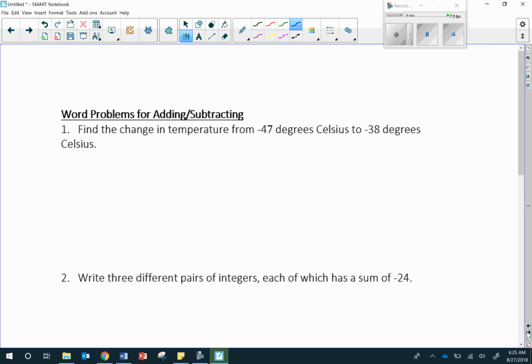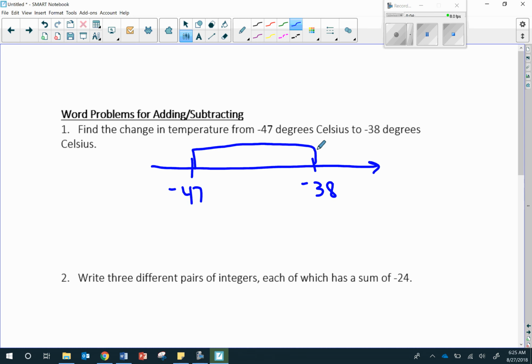Looking at page 2, this asks us to find a change in temperature from negative 47 degrees Celsius to negative 38 degrees Celsius. So if we think about a number line, negative 47 is over here, negative 38 is over here. We want to think about what the difference between those two temperatures is. If it is negative 38 degrees Celsius outside, it is warmer than if it was negative 47. I will let you go ahead and find the difference between those two temperatures.